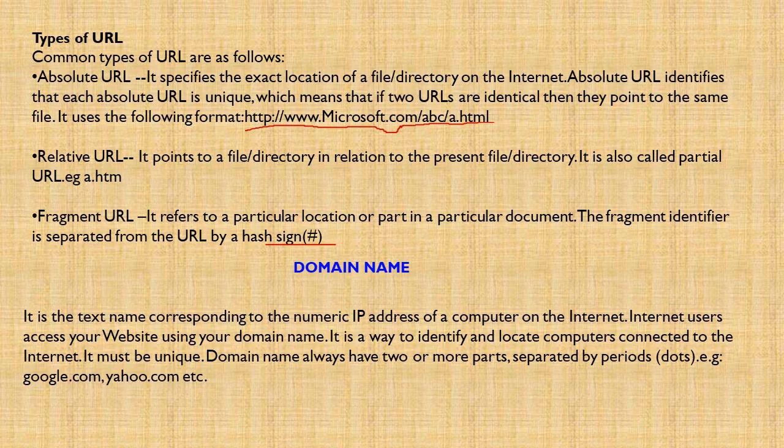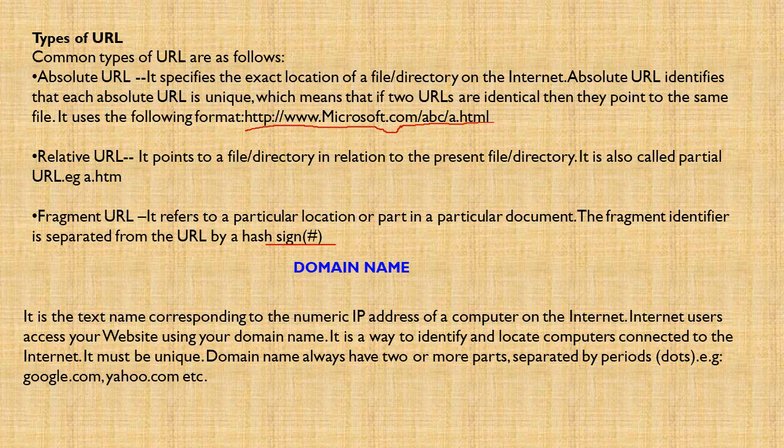We have to discuss now the types of URL. There are three types of URL: absolute, relative and fragment. An absolute URL specifies the exact location of the file directory on the internet. This is an independent URL, meaning it is complete in itself and not dependent on anyone. Whenever we mention the complete path of a file, the complete web address, with the protocol, domain name, folder and the file, that is an absolute URL. For example, http://www.microsoft.com/abca.html.